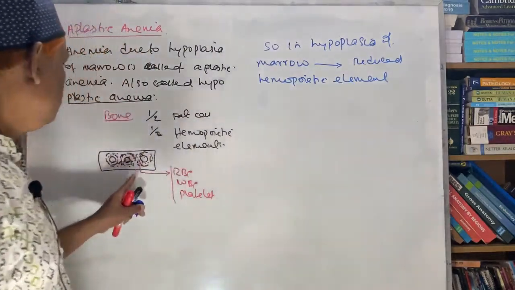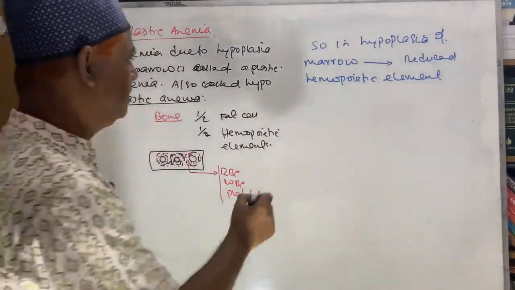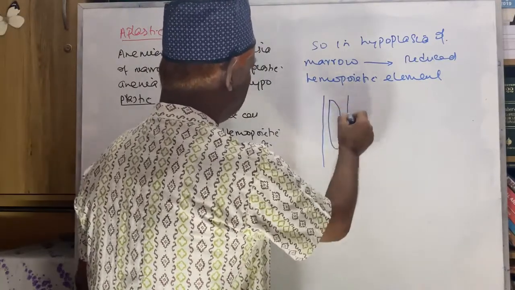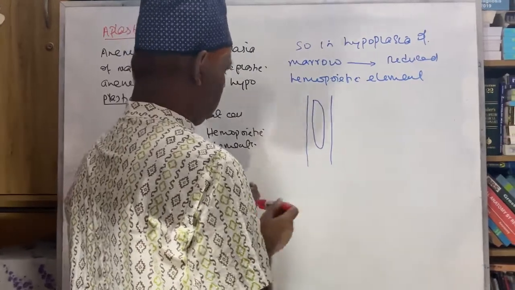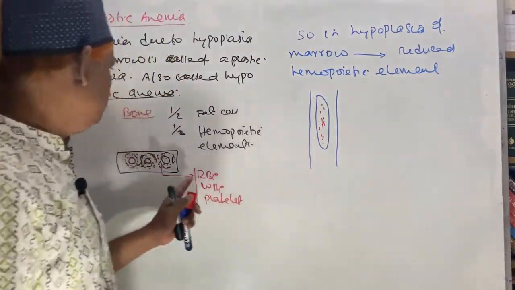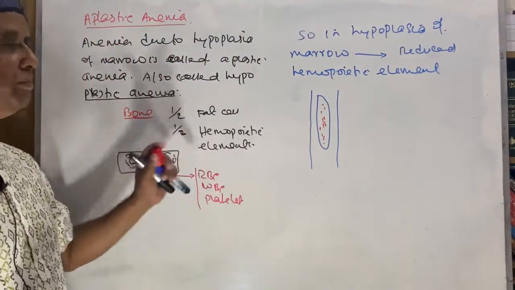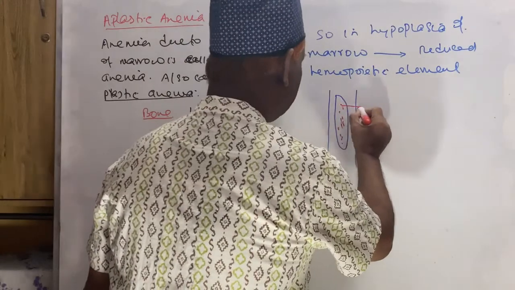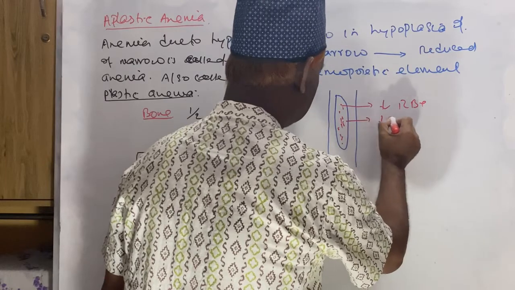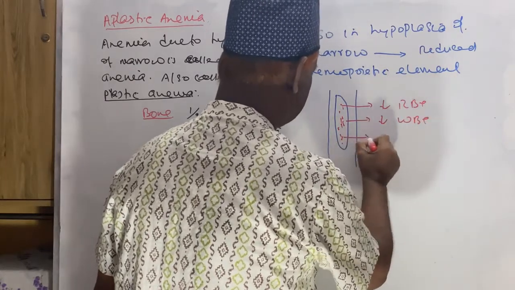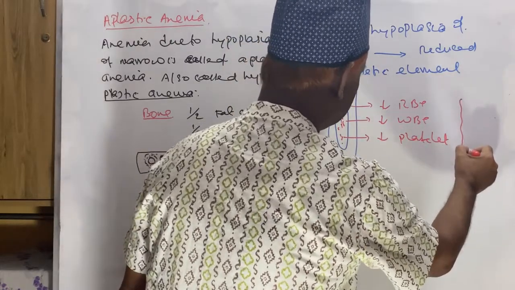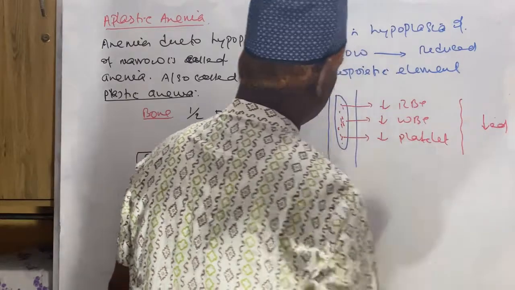So if there is reduced hemopoietic element, what will happen? If you consider this is the bone marrow, medullary cavity and bone, and this medullary cavity contains the bone marrow, and if there is hypoplasia within the marrow, there will be diminished hemopoietic element. There will be decreased RBC production, decreased WBC production and decreased platelet production. So all three will be reduced in aplastic anemia.